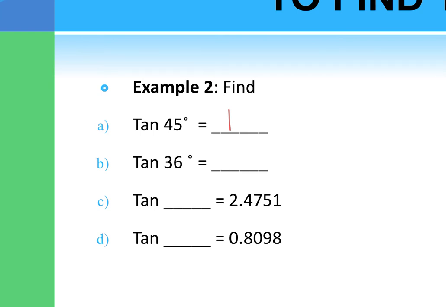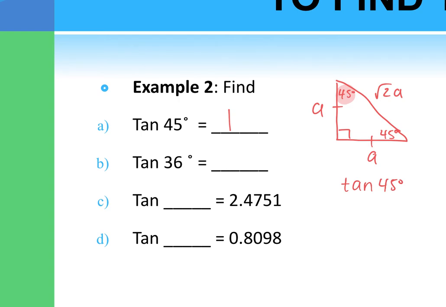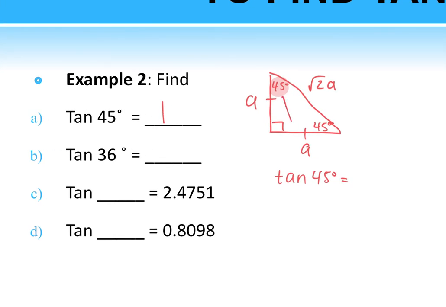Now, let's talk about what we know if one of our angles is 45 degrees in a right triangle. It's a 45, 45, 90, right? And what do we know about 45, 45, 90s? It's isosceles. So this is going to be A. This is going to be A. What's the hypotenuse? Square root of 2 times A, right? Now, if we were to take the tangent, hold on guys, this is really cool. If we were to take the tangent of this 45 degrees, that would be the same as what ratio? A over A.